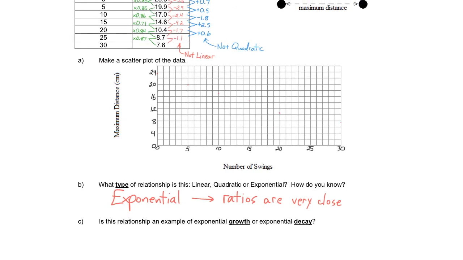Okay, I have one more question for this. Is this relationship an example of exponential growth or exponential decay? So really, I'm just looking at what is the difference between these two words, growth and decay. Well, if we just look at the graph, it's a declining curve. The curve is decreasing over time, so we would say this is exponential decay. And we'll talk more about that in the next lesson.